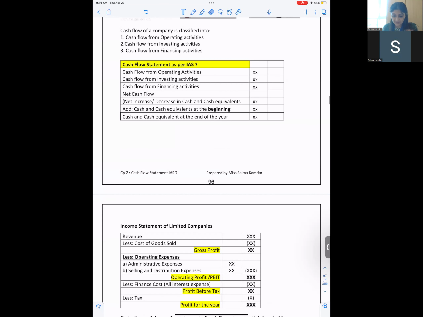We all know what our statement of cash flow is. We prepare our statement of cash flow based on IAS 7, where we get cash flow from operating activities plus cash flow from investing activities plus cash flow from financing activities, which will give us our net cash flow. Net cash flow, add opening cash and cash equivalent. You will get your cash and cash equivalent at the end of it.